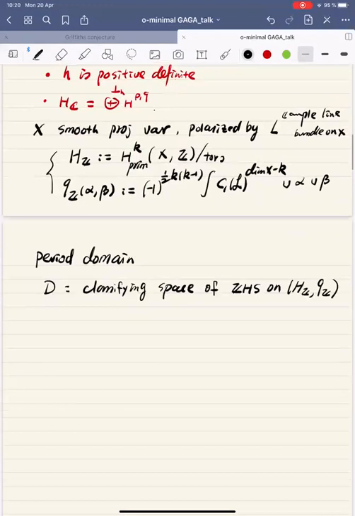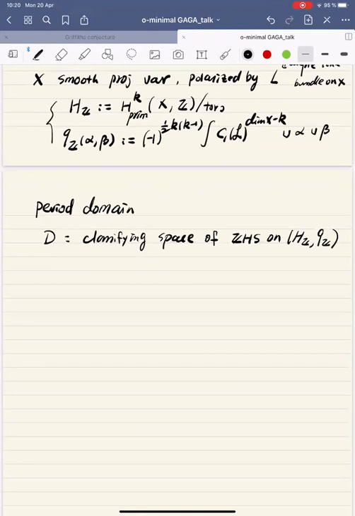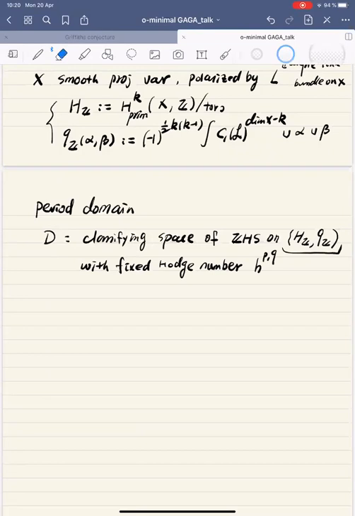So we fix a free module and a bilinear form. We consider all integral Hodge structures on these spaces. And we need to fix some numerical data, with fixed Hodge numbers h^{p,q}. For this, h^{p,q} should equal h^{q,p}, and the sum of h^{p,q} should be the rank of H_Z.